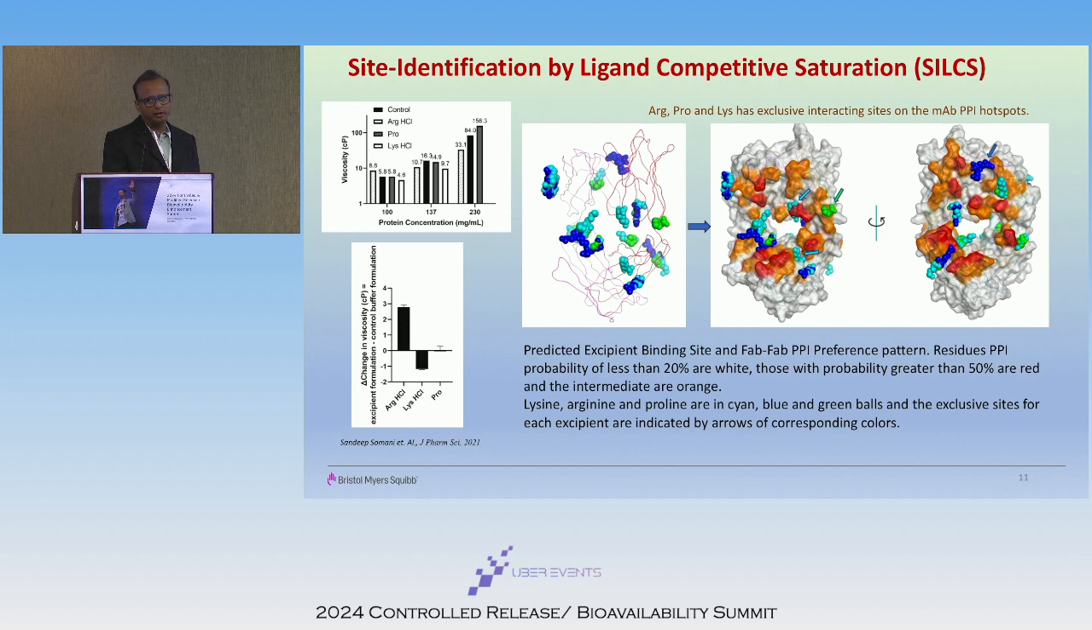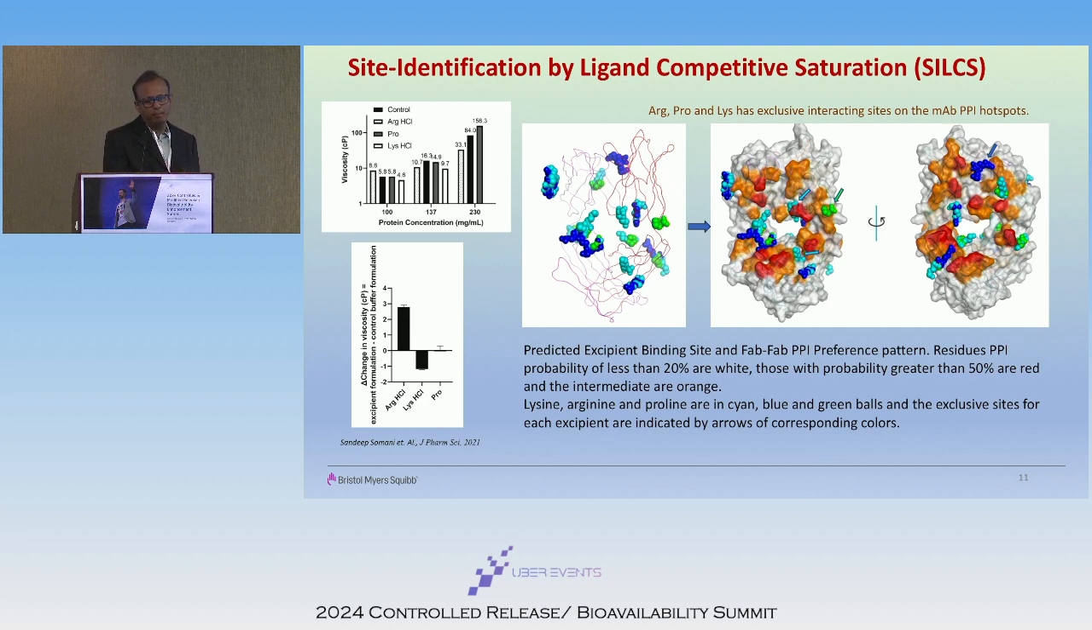We do the mapping of these proteins to understand what are the sensitive areas, or the areas that will be more prone to protein-protein interaction. In this 3D picture, the white portions have less than 20% probability of interaction, the red more than 50%, and the orange is in between. And then we also do the mapping of the different viscosity excipients, like lysine, arginine, and proline in this case, coded by the color.